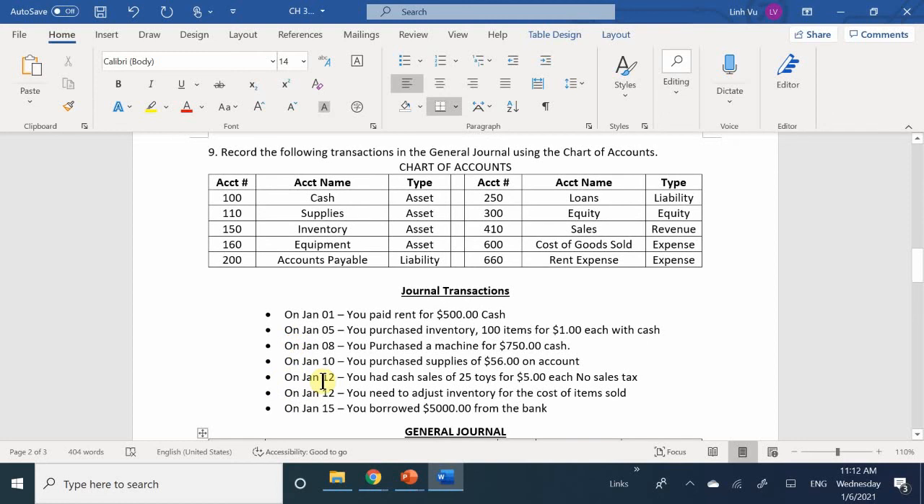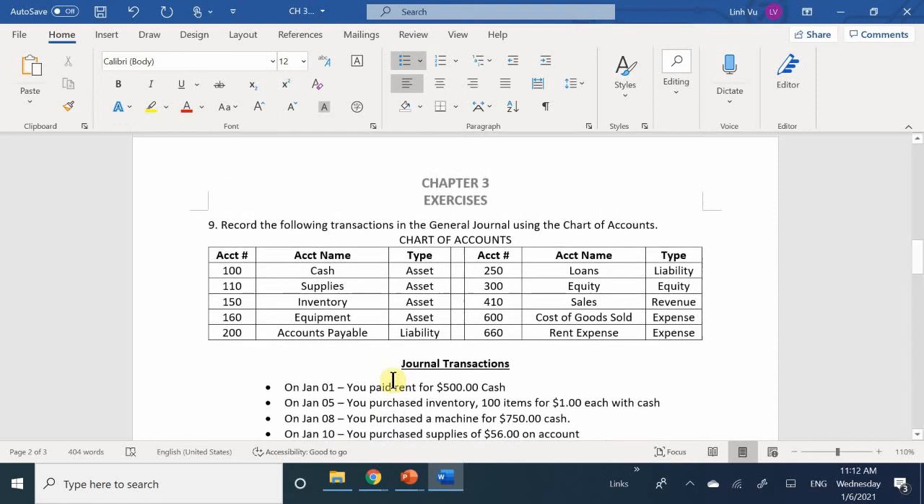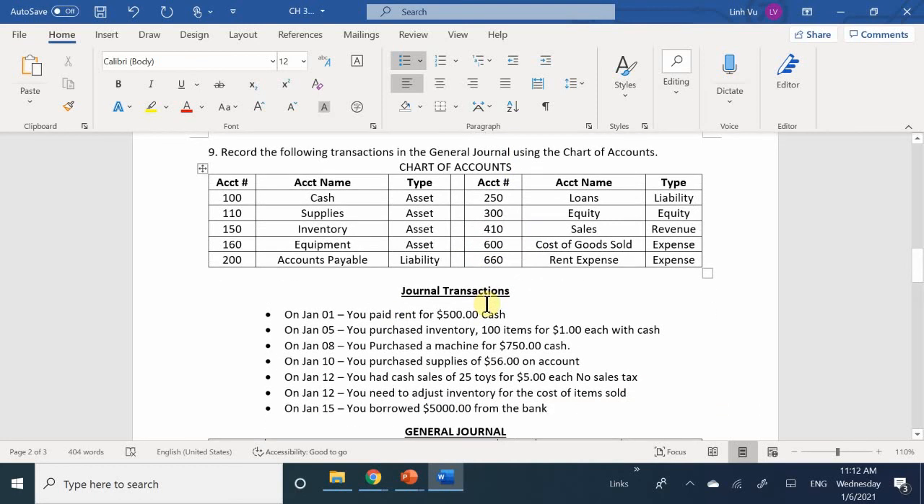Now the next one here is January 12th, you had cash sales of 25 toys for $5 each, no sales tax. So what happened here? So you put the sales credit. Sales is credit. Okay, good. Account: revenue, sales. Yes, sales is 410. Good. Okay. So 25 toys at 5 is 125. Correct.